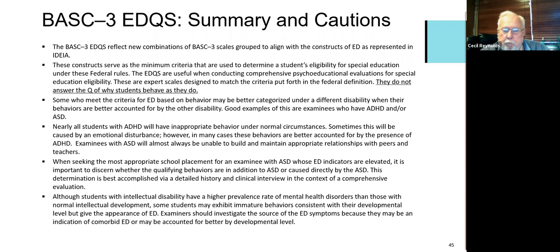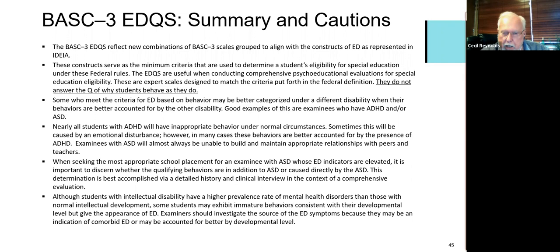Examinees on the autism spectrum will almost always be unable to build and maintain appropriate relationships with peers and teachers. So again, when seeking the most appropriate school placement for a student with ASD whose ED indicators are elevated, it's important to discern whether the qualifying behaviors are in addition to ASD or caused directly by the ASD. And to reiterate, and I can never say this often enough, I don't think, this determination is best accomplished then via detailed history and clinical interview in the context of a comprehensive evaluation. That's how we discover why kids behave the way they behave.